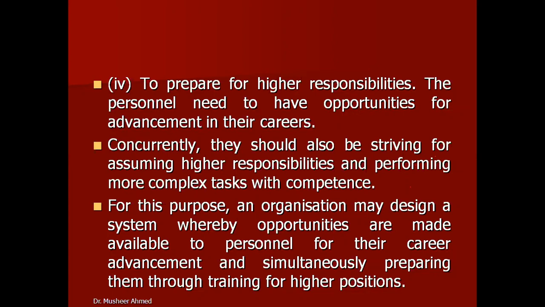For this purpose, particularly, organizations design a system by which opportunities can be made available for employees for their career advancements, and prepare them through training in order to perform those jobs well.